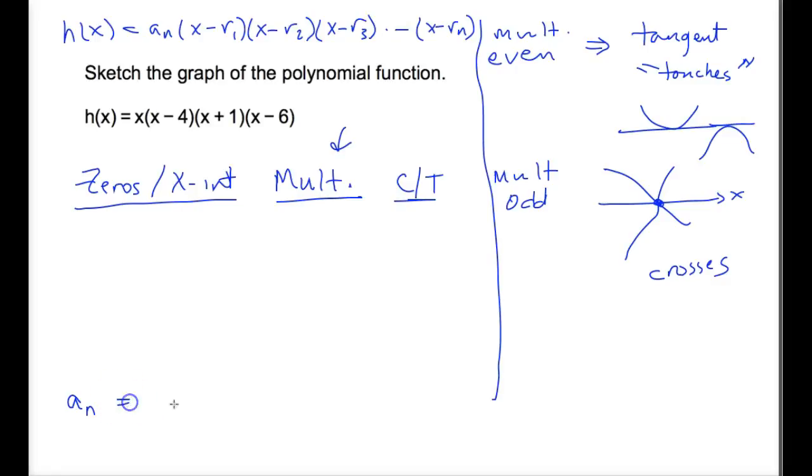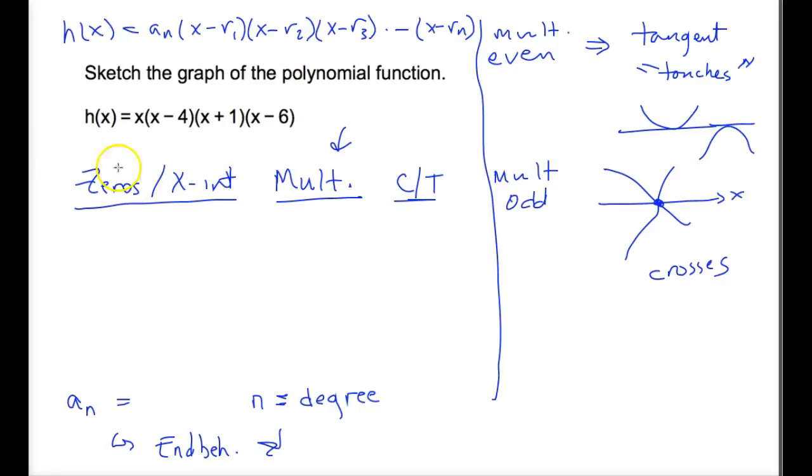So we need to know that. And we also need to know the degree of the polynomial. And of course, we need to know that because the degree of the polynomial and the leading coefficient of the polynomial together give us what we call the end behavior. And so we'll talk more about that once we get the rest of this list down here.